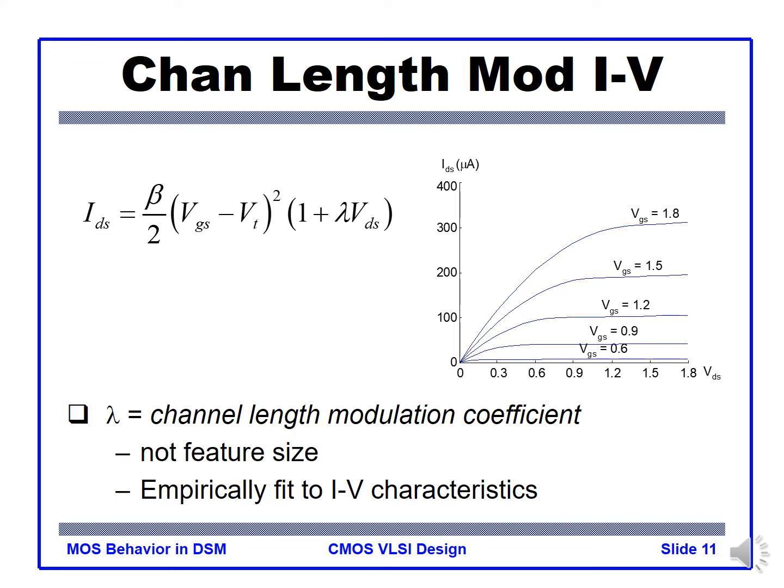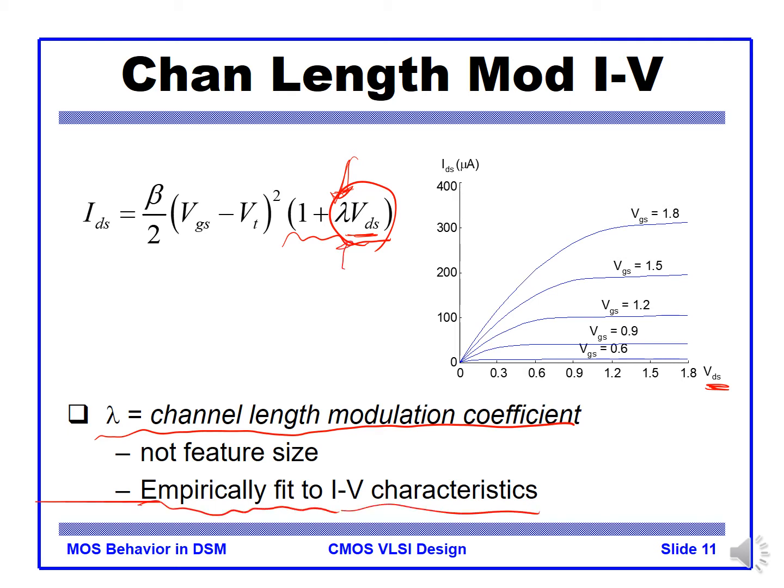Considering this channel length modulation, we can change the device model. We can add that 1 plus lambda VDS. By introducing this lambda VDS, we can add some dependency on the VDS. The current will change for different VDS with some proportional factor there, lambda. This lambda is the channel length modulation coefficient. So we can find that empirically to fit that IV characteristic with this model, right? So we can find the lambda to fit the actual device behavior.